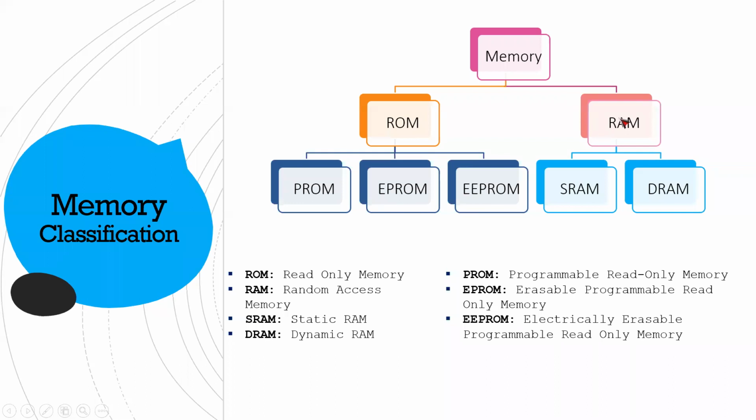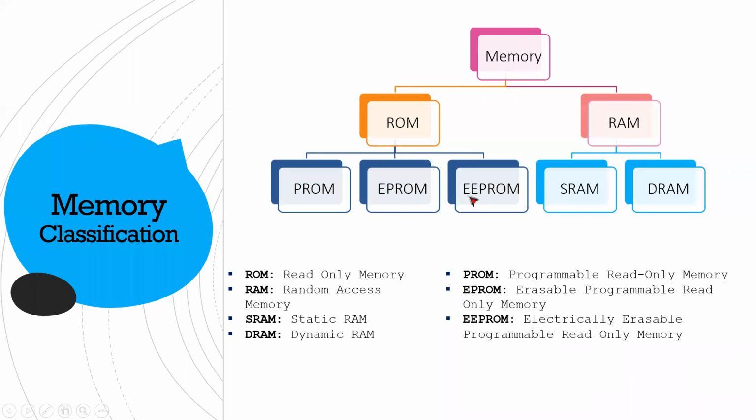Okay, what is the full meaning of RAM? RAM, random access memory. ROM, read-only memory. What is the full meaning of PROM? PROM is programmable read-only memory. That means you can program it. That means you can give some data there, right? Now EPROM, what is the full meaning? Erasable programmable read-only memory. What is erasable? Erasable means you can erase it.